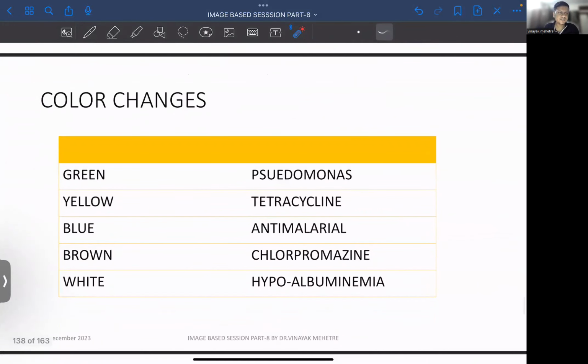Color changes. How do colors change? Green color is seen in Pseudomonas infection. Okay, yellow will be seen in tetracycline. ड्रग खाने के बाद भी ड्रग रिएक्शन हो सकती है, राइट? एंटी मलेरिया ड्रग ब्लू. You can remember by the mnemonic GRAPE.